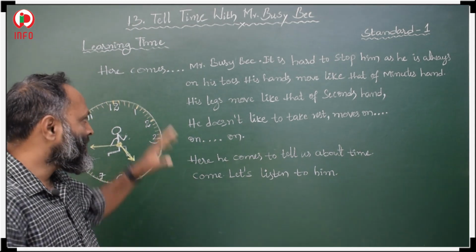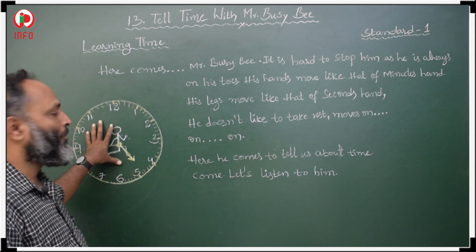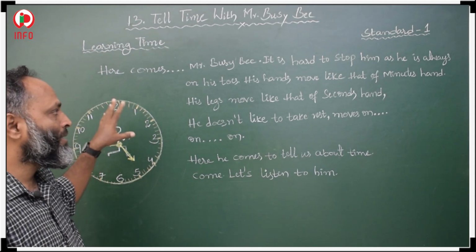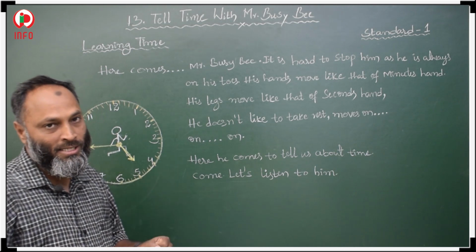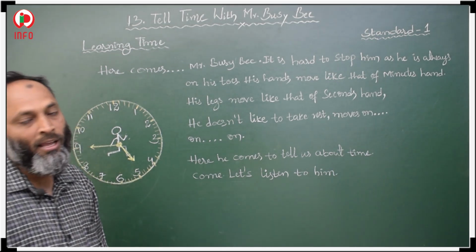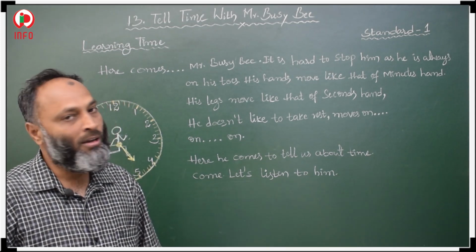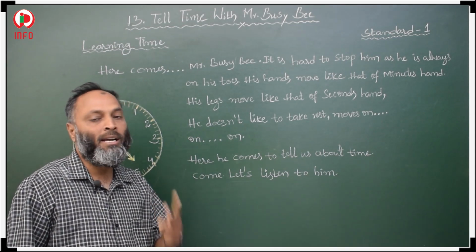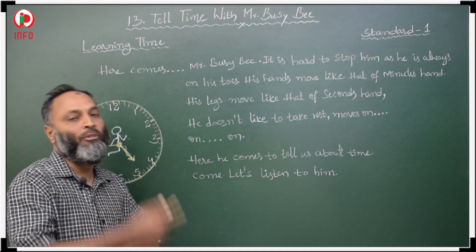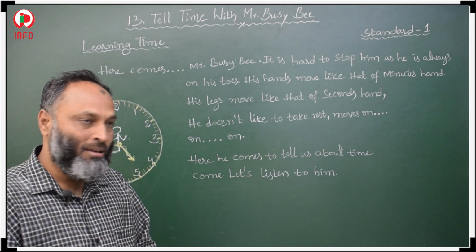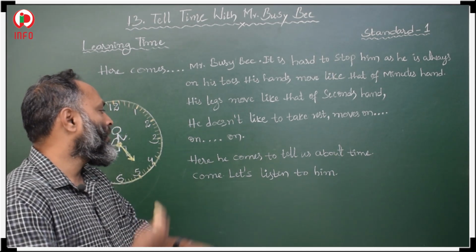Okay. So this is a complete description about our clock, Mr. Busy Bee. He is a busy person, so he never wants to stop. His hands move like a minute hand in a clock, and his legs move like a second hand in a clock. In a clock, the minute hand and second hand never stop, they continuously move and move. So Mr. Busy Bee also doesn't want to stop, he wants to move on and on and on.